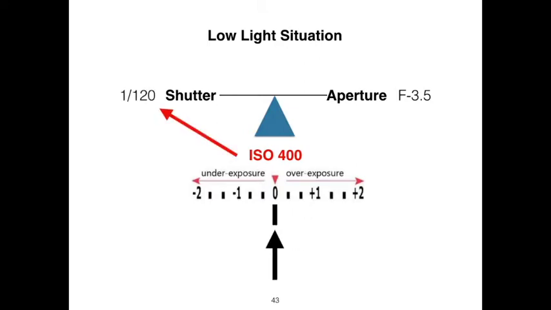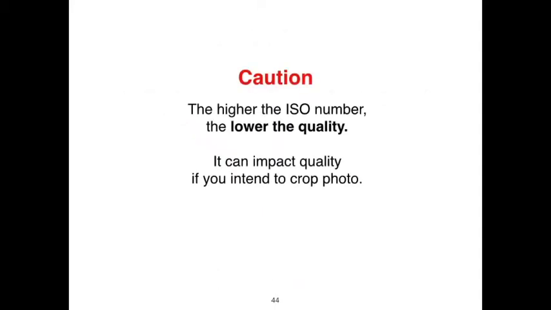Now readjust either the shutter or aperture to reduce light and bring the meter towards the center for an even exposure. In this example, we've increased the shutter speed to 1/20th of a second. Now you must be careful. The higher the number, the more grainy the image will become. And if you plan to crop a photo, a high ISO may leave the photo too discolored to use. See the following examples.